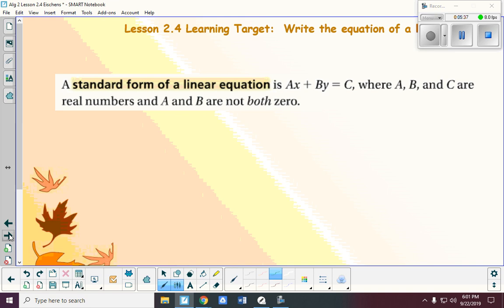And then we're also going to be talking about standard form of a linear equation. That is ax plus by equals c. So now the difference between standard form and slope-intercept form is with standard form, the x and the y are on the same side of the equation. And typically we want the a and the b, which are the coefficients of x and y, and even the c to be integers.